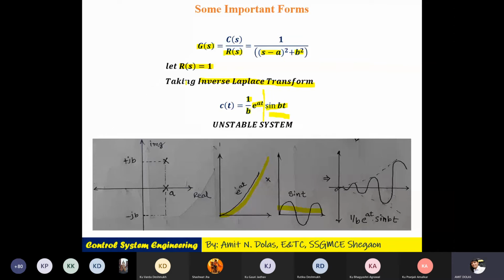Poles, if we find them, will be −a + jb and −a − jb. These two poles are located, and here by mistake I have written it wrongly: this is −a + jb, and here it should be −a − jb. So the real part will be on the right hand side plane, RHP. If the real part is on the right hand side, we know directly it is an unstable system, but we'll plot the signal to make sure.